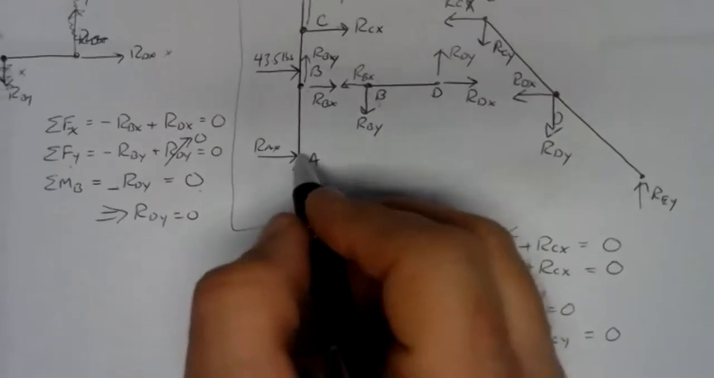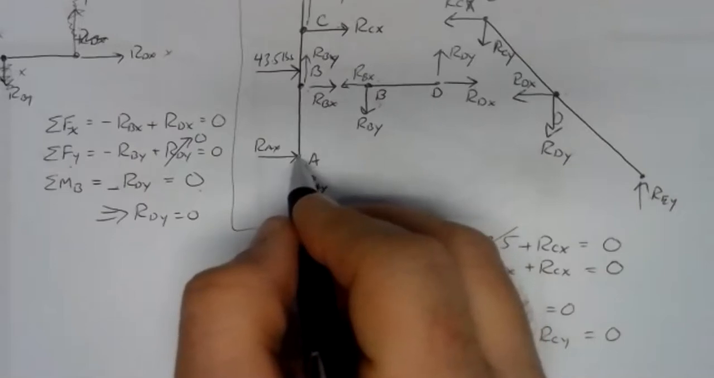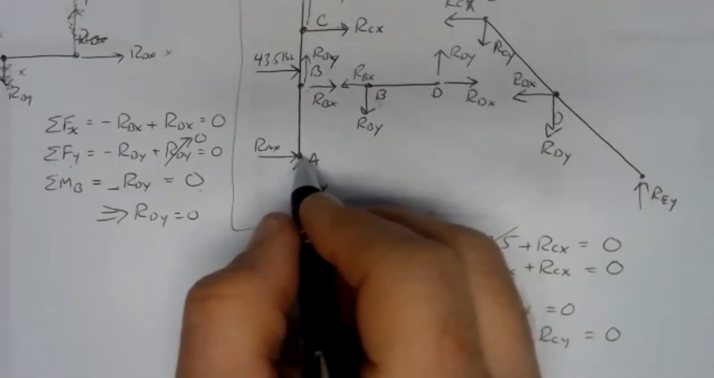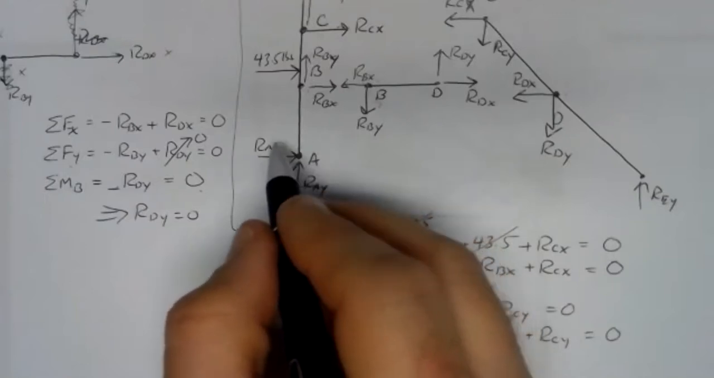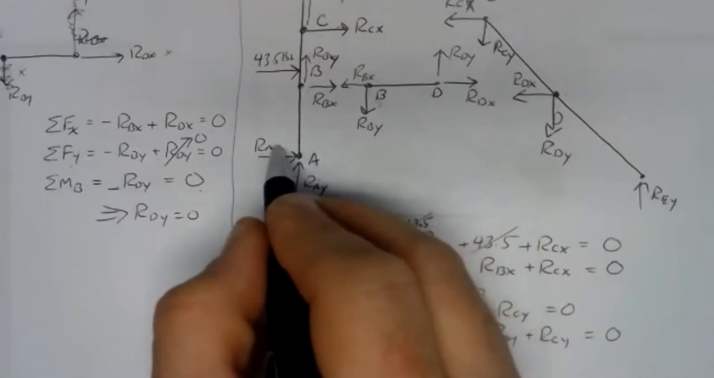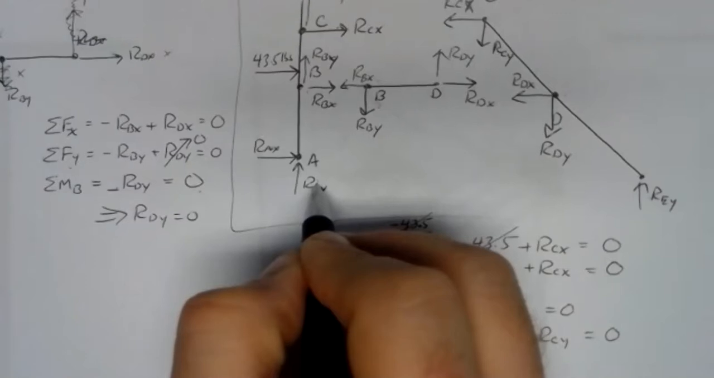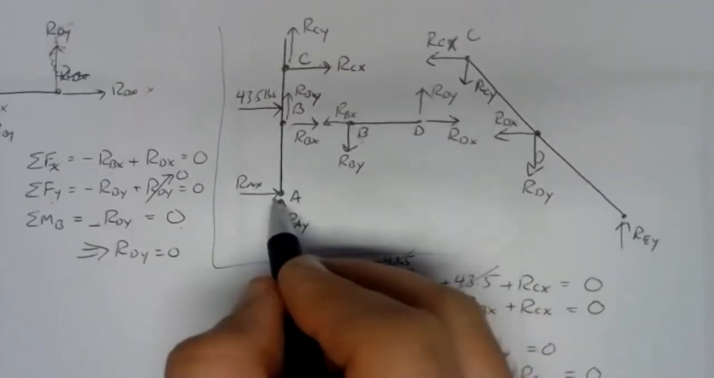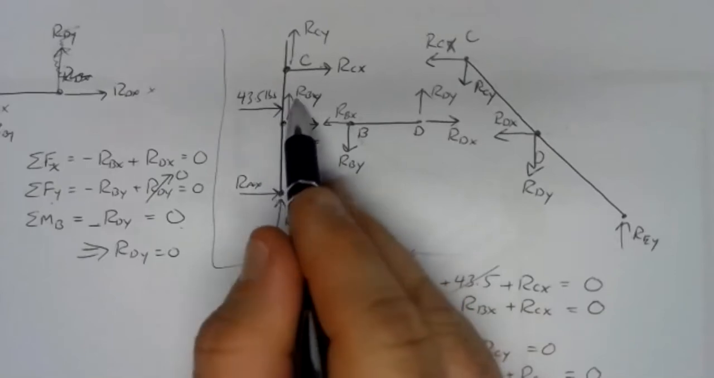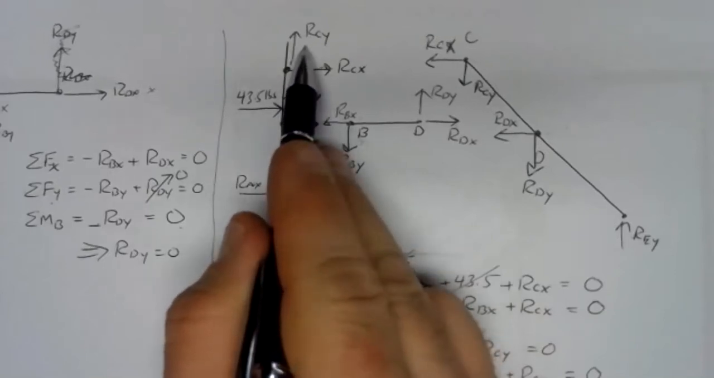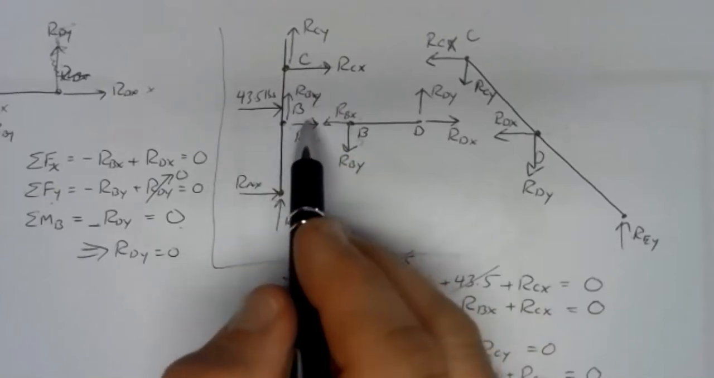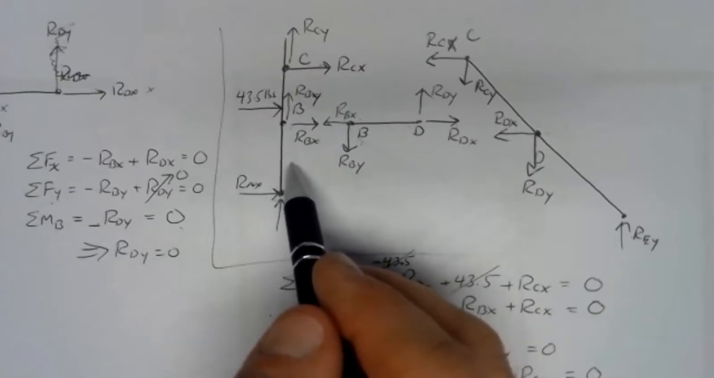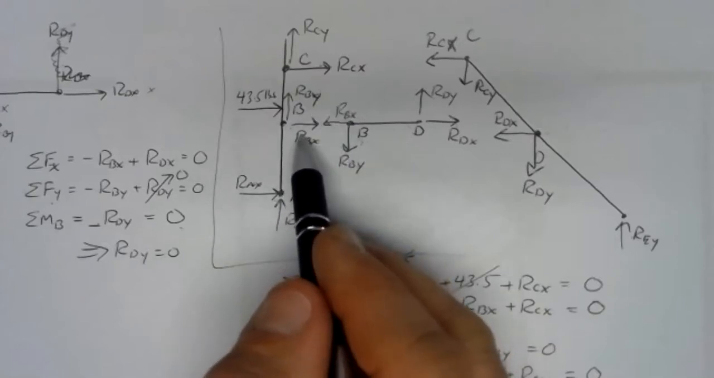It wouldn't make a lot of sense to pick A here. You might be very comfortable with picking A, but from an analysis point of view, it wouldn't make a lot of sense because we know RAX and RAY. They're just numbers, so eliminating them doesn't really help us solve the problem. In fact, if we picked A as our pivot point, although we'd lose RBY and RCY, we'd have moments from RCX and RBX, which we don't know.